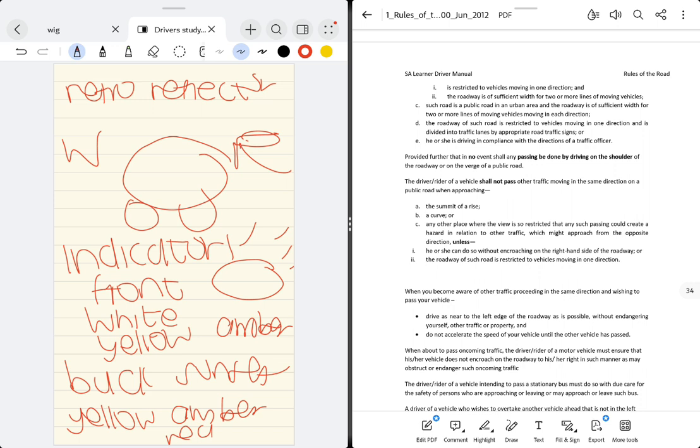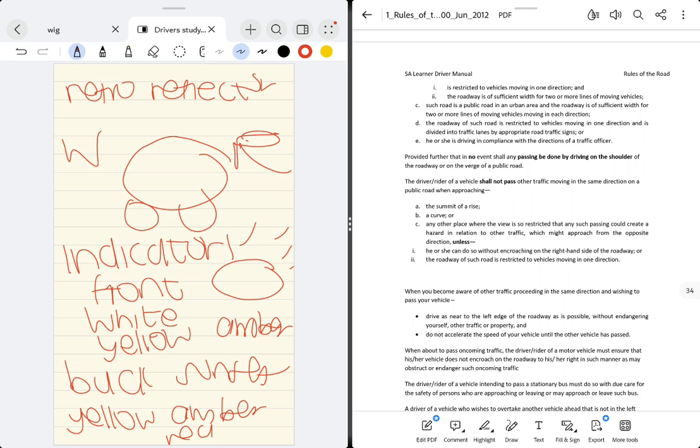Such road is a public road in an urban area, and the roadway is of sufficient width for two or more lines of moving vehicles in each direction. The roadway of such road is restricted to vehicles moving in one direction and divided into traffic lanes by appropriate road traffic signs, or he or she is driving in compliance with the direction of a traffic officer. Provided further that in no event shall any passing be done by driving on the shoulder of the roadway or on the verge of a public road.